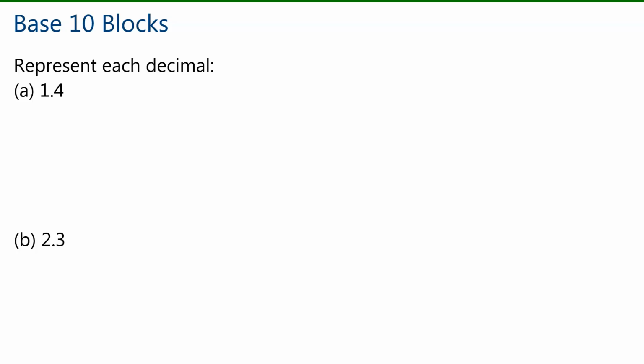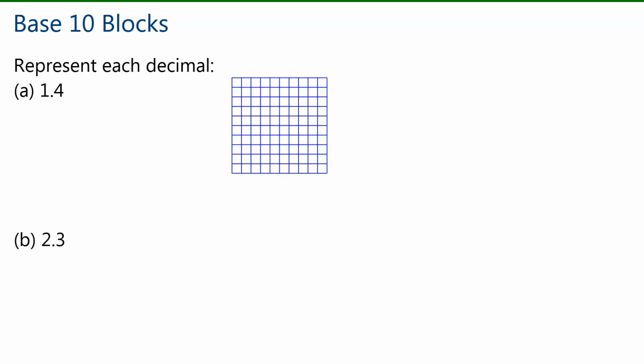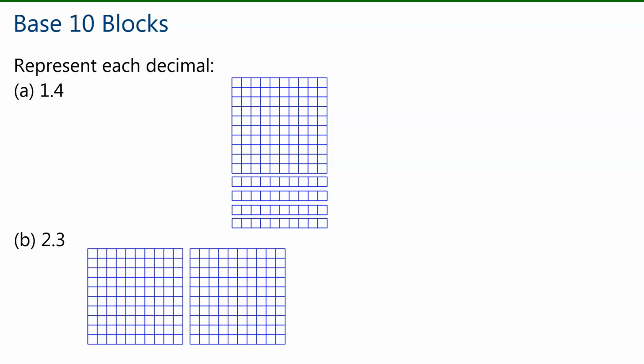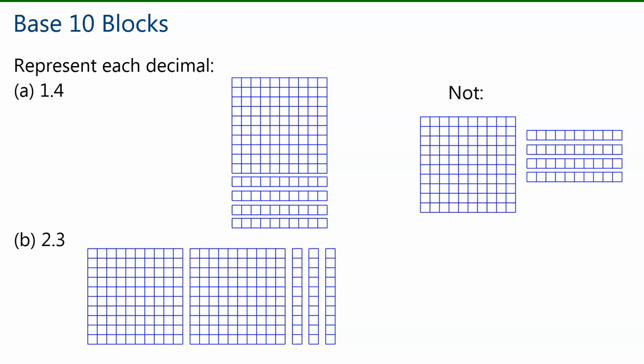If I have 1 4/10, I would use one of the flats and then 4 of the rods. If I'm trying to represent 2 3/10, I would need 2 of the flats and then 3 of the rods. Now notice the way I have these blocks arranged. I would not put them like this because we're trying to form a rectangle out of the blocks. So I want to either line them up vertically or horizontally. So if you were to squeeze all the blocks together, it forms a nice rectangle. So the shape on the right would not be a rectangle.